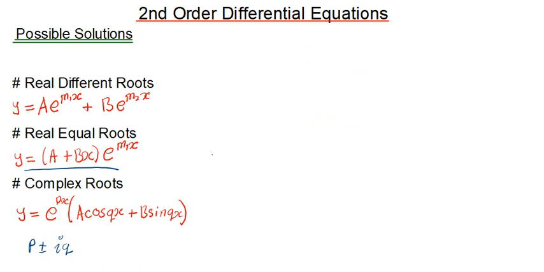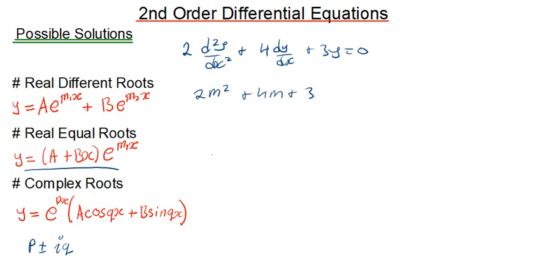So now let's say we have something that's a bit different. Let's say we have 2 d2y dx2 plus 4 dy dx plus 3y is equal to 0. So we need to come up with the auxiliary equation from that differential equation that we have. So this is going to be 2m squared plus 4m plus 3.